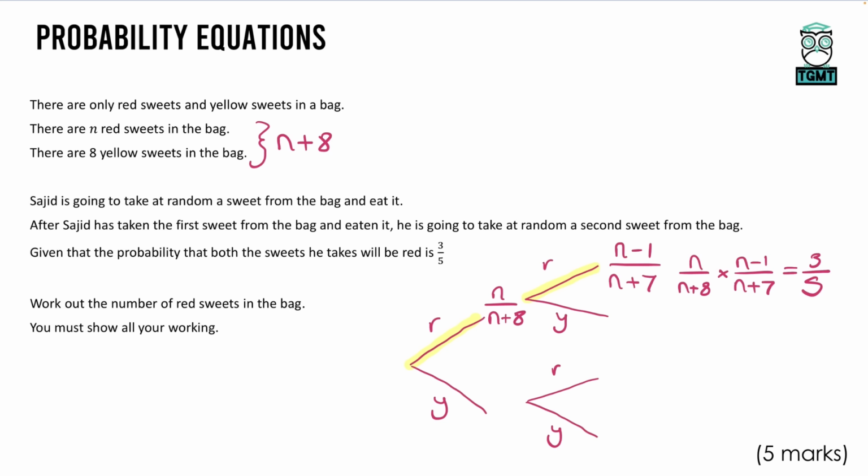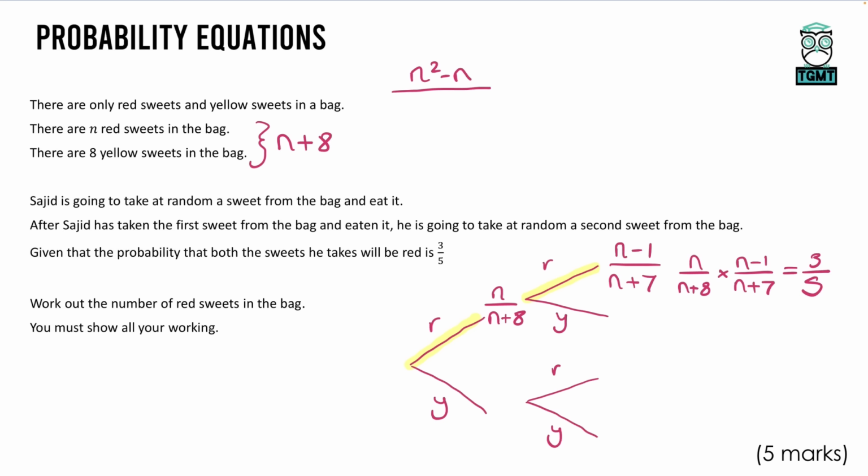So now we have essentially an algebraic fraction problem to solve. We need to multiply the numerators and multiply the denominators. If we do that, the numerators, n minus 1 times n, would become n squared minus n. And the denominator there is a double bracket, n plus 8 times n plus 7.